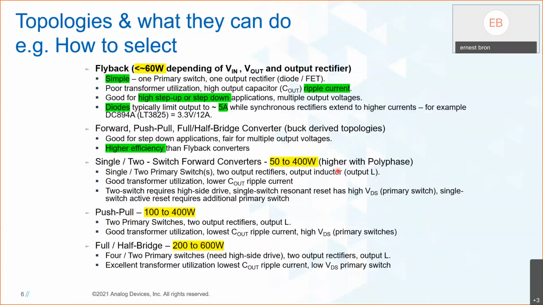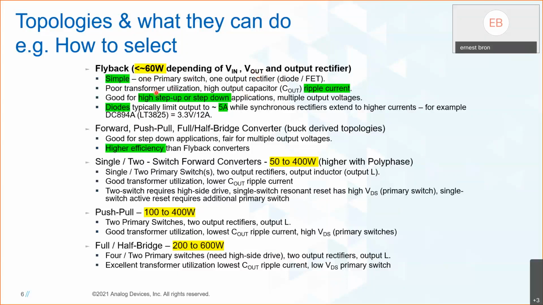But each of the topologies also has other side effects, or let's just say advantages or disadvantages, right? For the flyback, the advantage is it's really simple. There's tons and tons of devices on the market, but compared to anything else, it's simple. It just has one switch and typically one output rectifier diode. You can make it more complex by making it synchronous, but okay, we'll get to that.